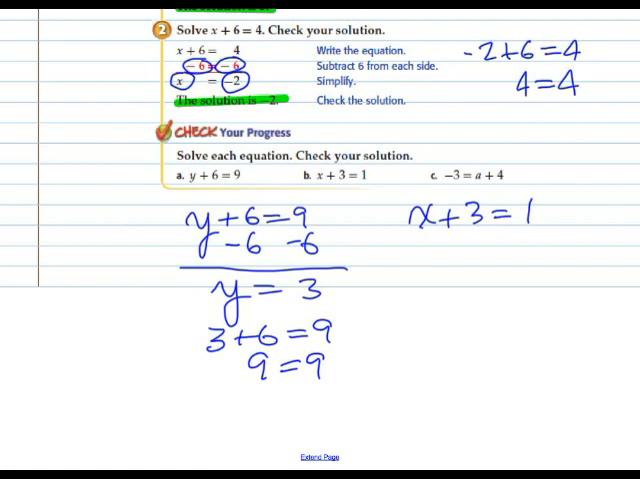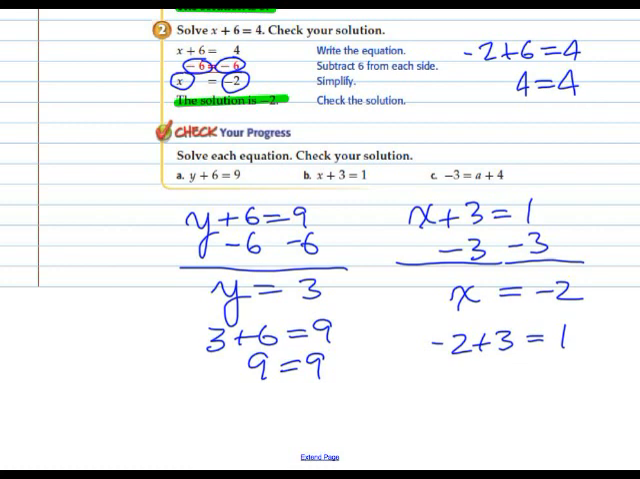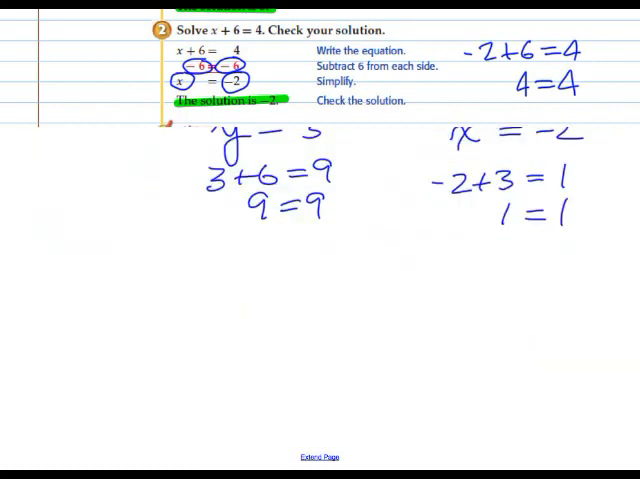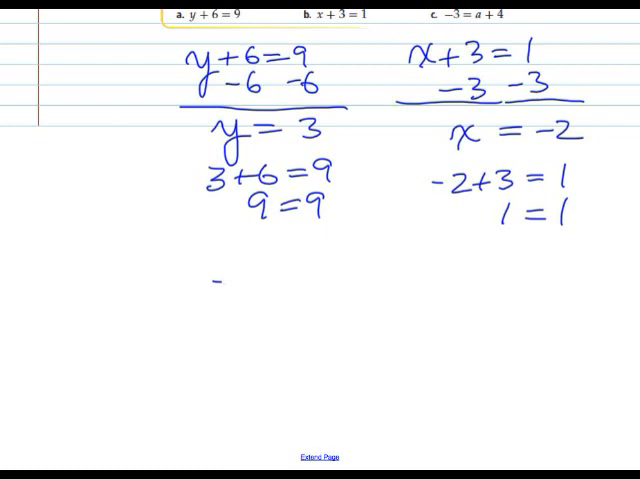In B, x plus 3 equals 1. I'm going to subtract 3 from both sides. I get x equals -2. If I substitute -2 back into my original equation, is -2 plus 3 equal to 1? It is, in fact. 2 to the left and 3 to the right using my slide model gives me 1 for the value of that numerical expression. So in this case, negative 2 is the solution to my equation.